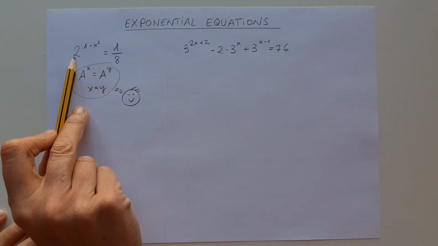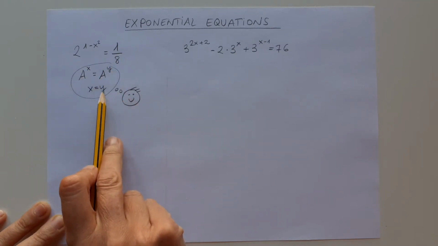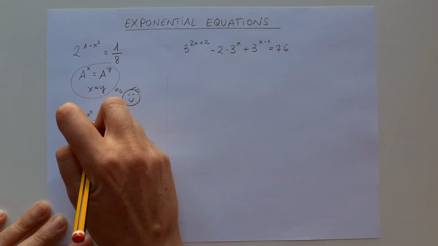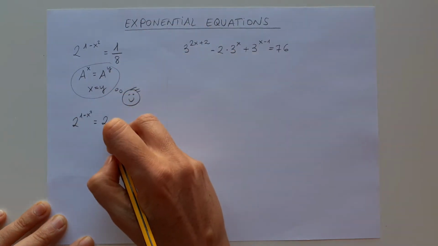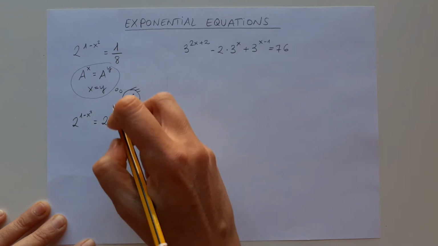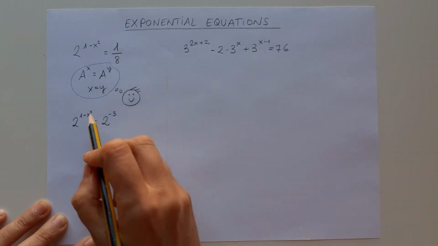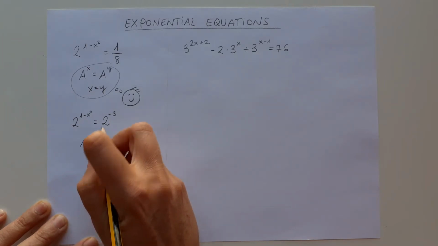Look, here I have a power of base 2. If I had another power of base 2 here, I could apply this idea. So let's do it. It's easy to see that 8 equals 2 cubed. So to make it a power of base 2, I have to make the exponent negative. And now I can equalize the exponents, as we said before.